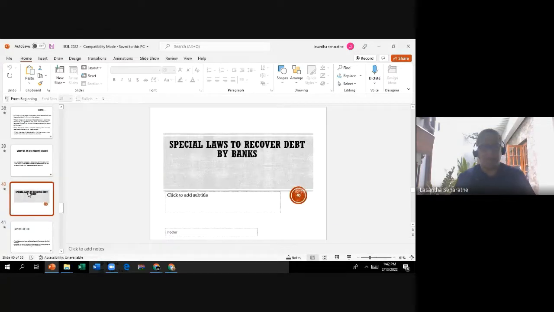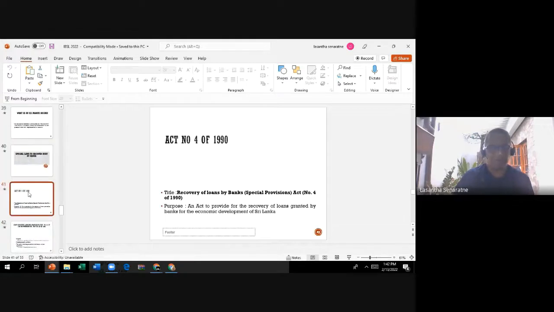Okay. Special laws to recover debt by banks. Now, these are the debt recovery provisions. So there were a set of special laws introduced in order to protect the bankers' rights against the default customers. Now, Act number 4 of 1990, titled Recovery of Loans by Banks, Special Provision Act number 4 of 1990. So that is the title of that particular act. Purpose: an act to provide for the recovery of loans granted by banks for economic development of Sri Lanka. This is the purpose, for economic development.